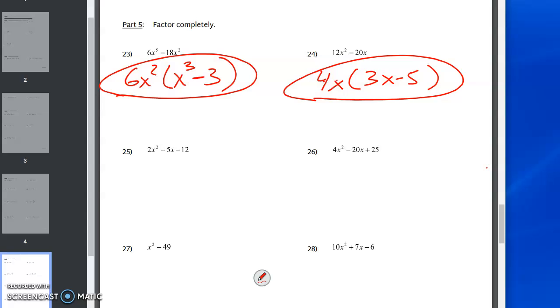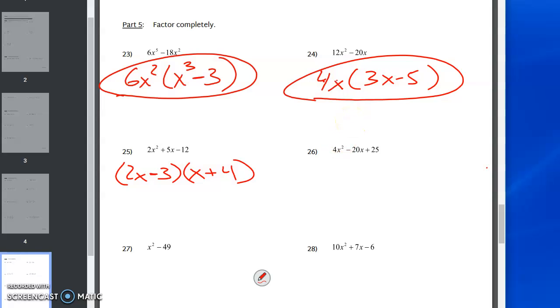Now here, I can factor. My factors of 2 are 2x and x, so I'm going to put them right down right away. And now my factors of 12. I'm going to try 4 and 3. Negative 3 plus 4, and I'm going to check the middle term. 2x times 4 is 8x. Negative 3 times x is negative 3x. 8x and negative 3x is a positive 5x.